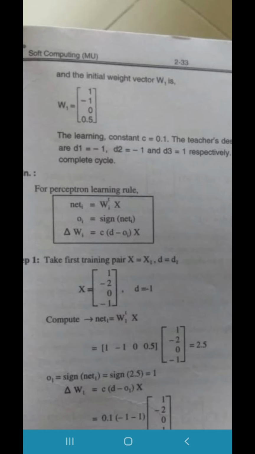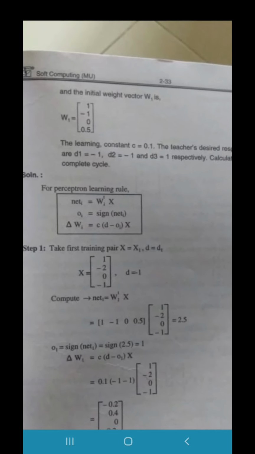So for the first step we are going to use d1, for the second step we will use d2, and for the third step we will be using d3. So this d is going to change as per the I. So it is d minus O of I, the O of I which we get in that step, into C. After multiplying all of this, we will get one constant. Then, to get delta Wi, we simply multiply it with the x matrix.